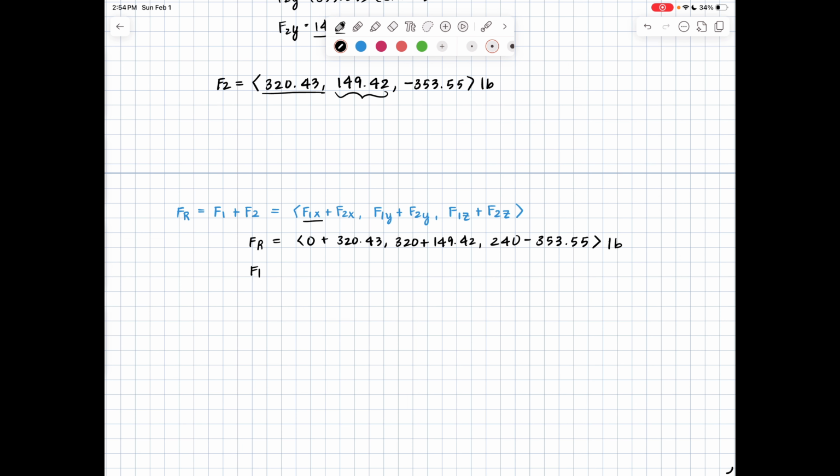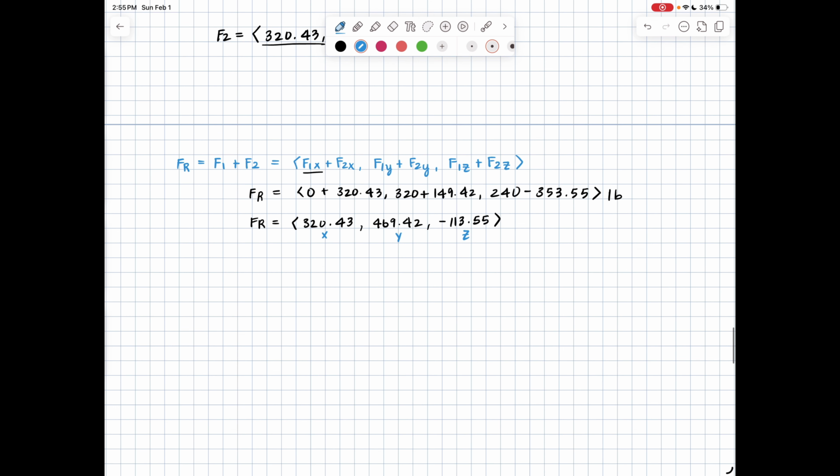So solving this, I'm going to get FR equals 320.43 for my x component. And then for my y component, I'm going to get 320 plus 149.42, which is 469.42. For my z component, I'm going to do 240 minus 353.55, which is going to give me negative 113.55. So now we have our x, y, and z components for our resultant force.